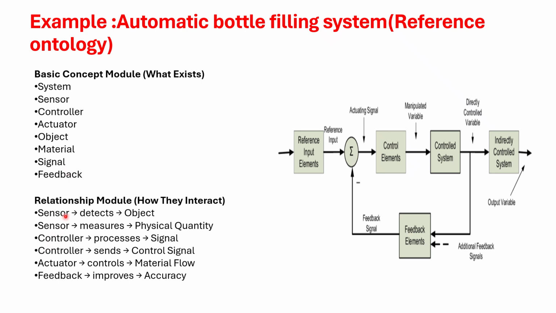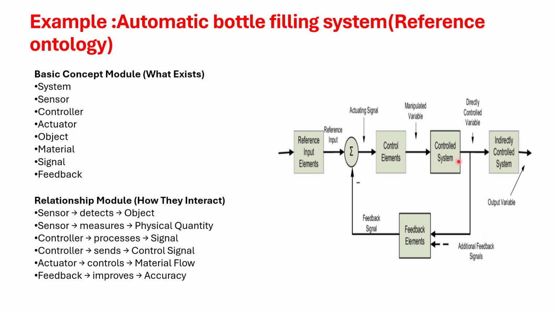The sensor is basically used for detecting the object, and it also measures physical quantities. The controller processes the sensor signal and sends a processed or control signal to the actuator. The actuator controls the material flow, and the feedback improves the overall system accuracy. If you look at the picture here, it is a closed loop control. The reference input is given to your system, and here you have a control element, the control system, and here we'll be having a feedback.